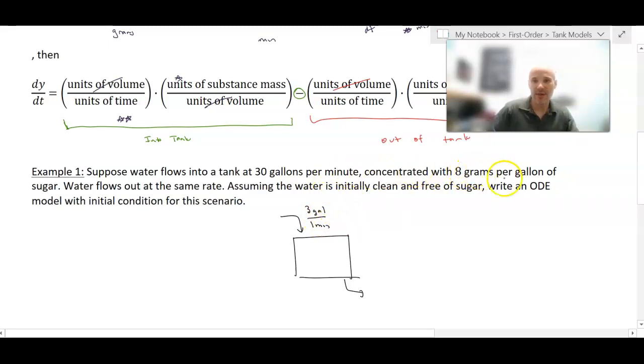And I also have 8 grams per gallon of sugar coming in. So it should be 8 grams of sugar per gallon, make more sense. Okay, and so now what we see here is that if there's 30 gallons in every minute and there's 8 grams in every gallon, well, that's going to mean there's 240 grams coming in each minute. We multiply these quantities, our gallons cancel, and now you can see we have 240 grams per 1 minute.